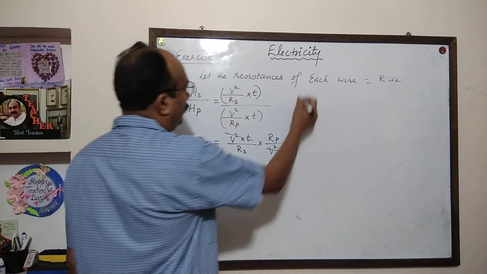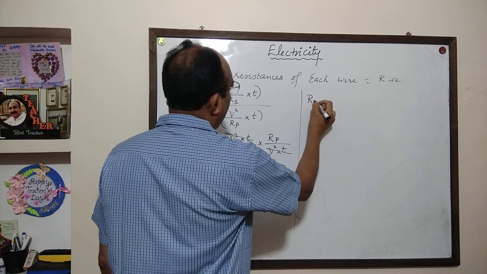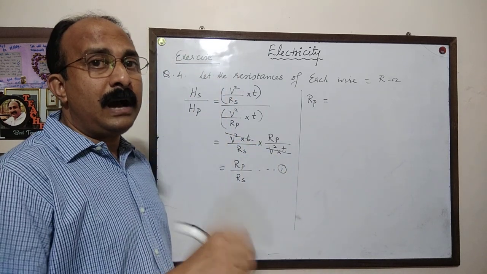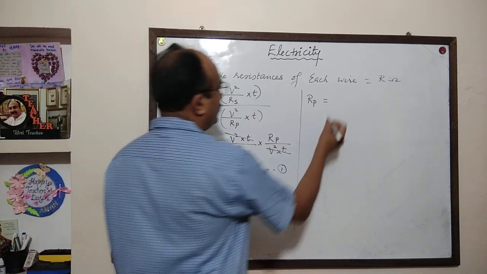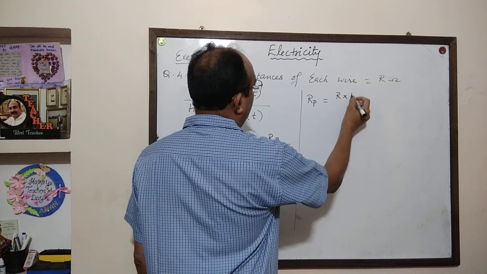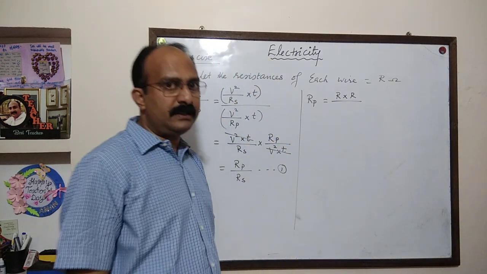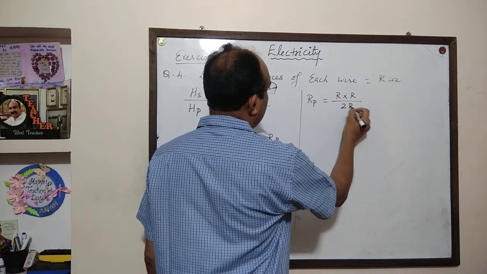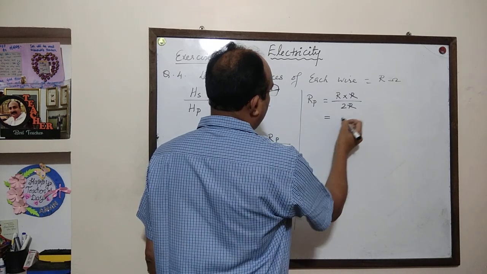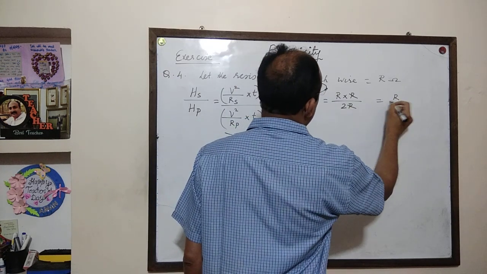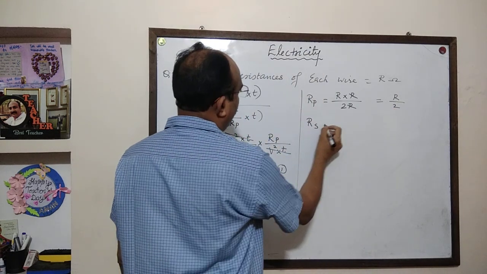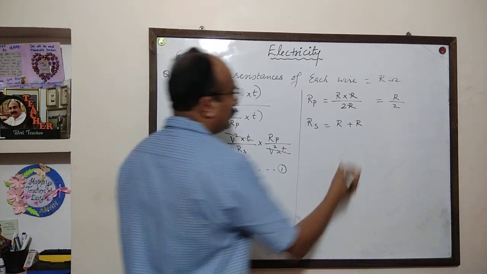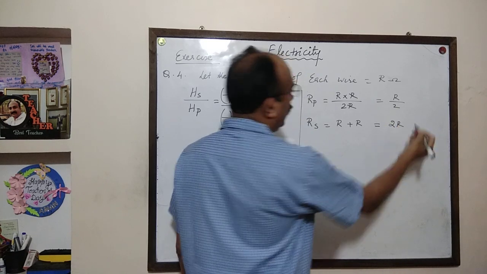Now let us calculate Rp and Rs. Now I told you there is a direct formula for Rp if there are only two Rs. What is that? R1 into R2 upon R1 plus R2. But here R and R are same. For both the pieces of wire, resistance are same. So R into R upon R plus R, that is 2R. So R and R got cancelled and Rp is R upon 2. Now what is the formula for Rs? R1 plus R2, but here R1 and R2 are same, so R plus R equal to 2R.